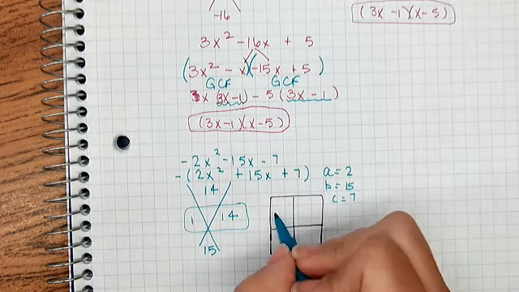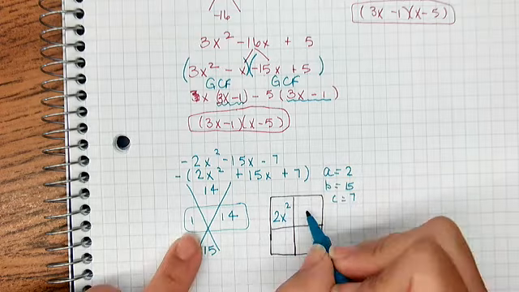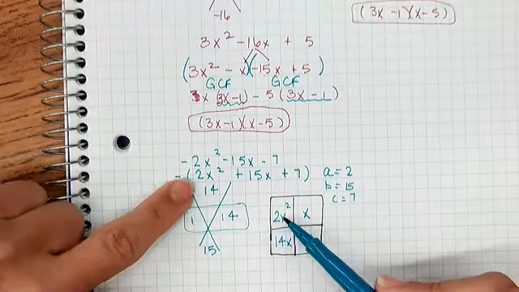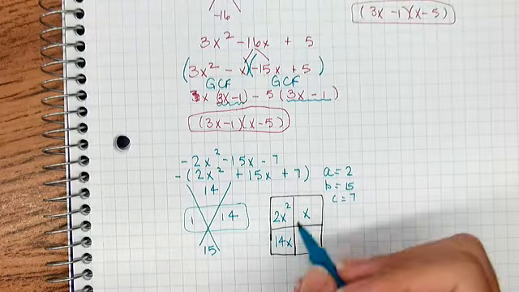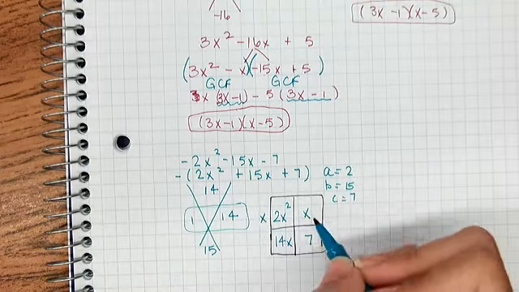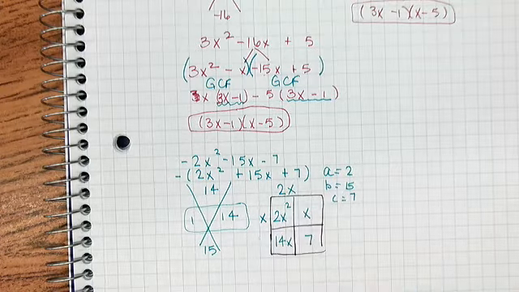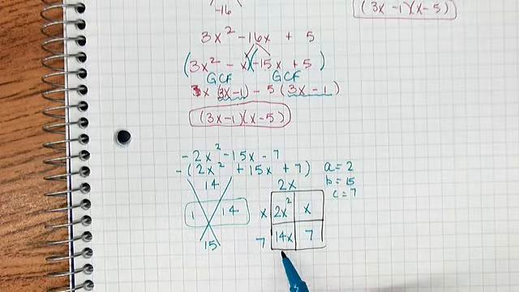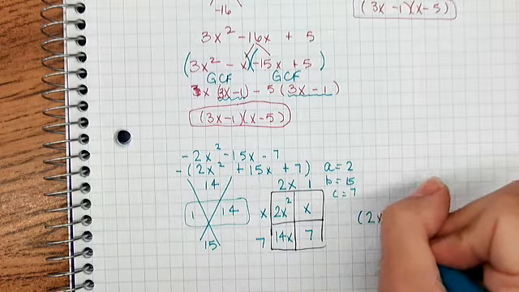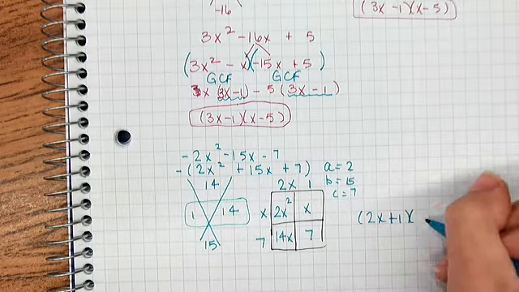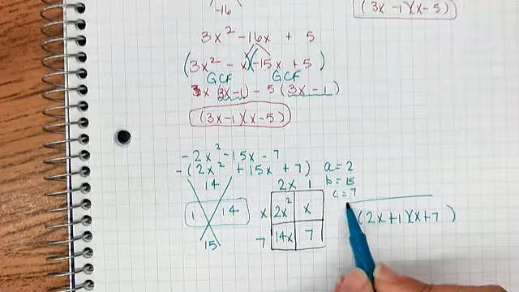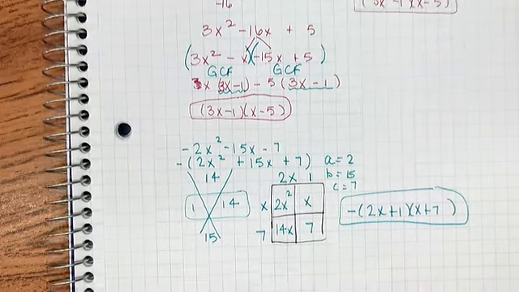First box, first term, 2x squared, x, 14x, 7. First box, first term, last box, last term. GCF here is x. GCF here is 2x. GCF here is 7. Notice 2x times 7 is 14x. GCF there is 1. So you're left with 2x plus 1, x plus 7. But don't forget the negative sign that you took out in the beginning. And yes, you do need to take that out in the beginning.